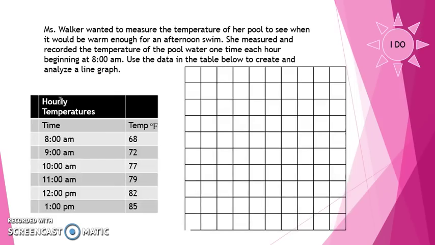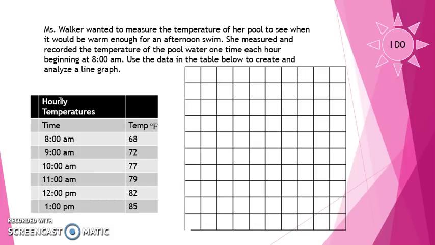Okay, let's look at the I do problem. Okay, we have me, Miss Walker, and I want to measure the temperature of my pool to see when it would be warm enough for an afternoon swim. So I measured and recorded the temperature of the pool water 1 time each hour beginning at 8 o'clock a.m. We want to use the data in the table below to create and analyze a line graph.